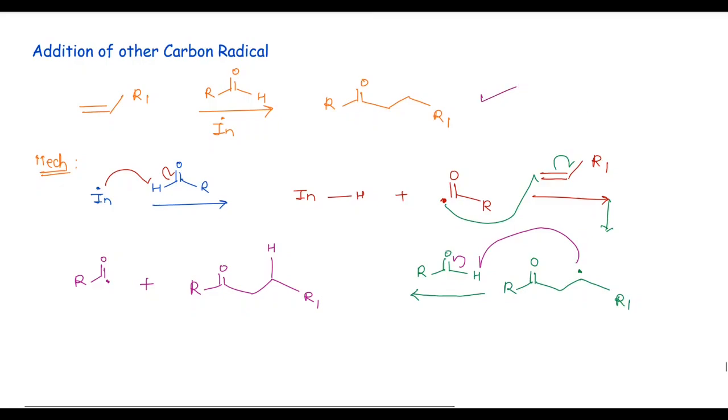So this is all about the addition of halomethanes and the addition of other carbon radicals to the alkene. In the next lecture, we will discuss problems based on the addition of halomethanes and addition of other carbon radicals to the alkene.